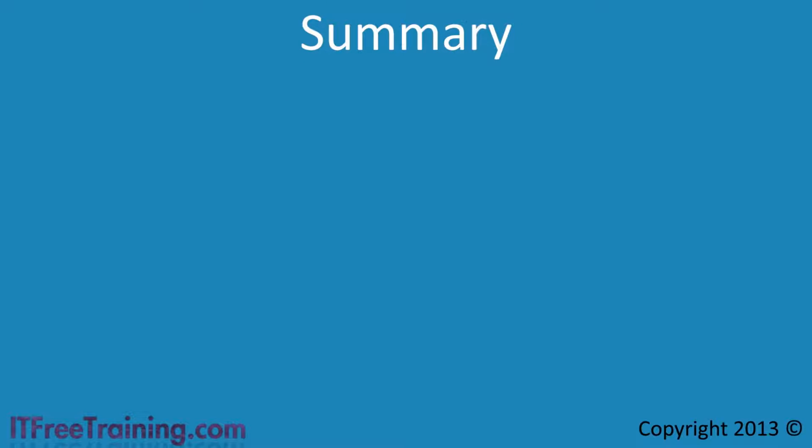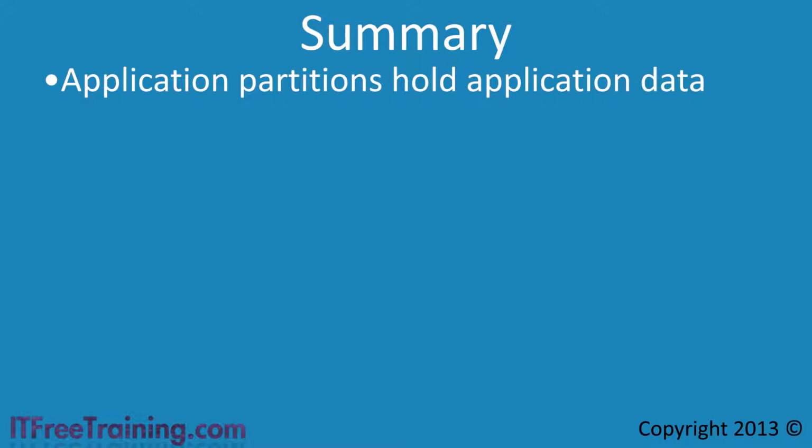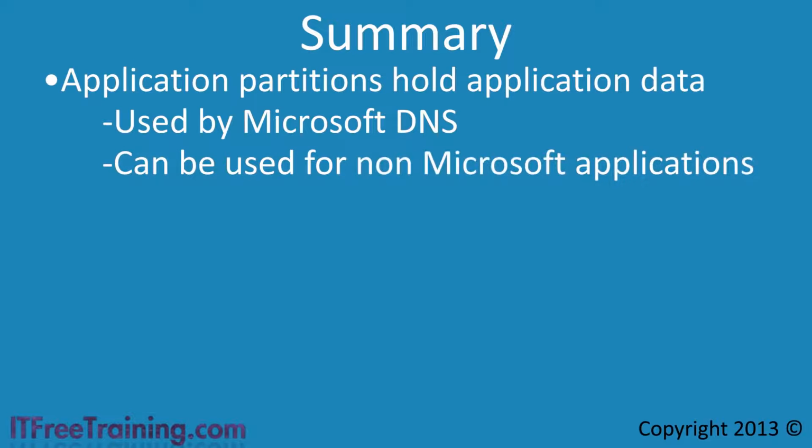There has been a lot covered in this video, so I will do a quick summary. An application partition holds data for any application. The application partition type is used by Microsoft DNS. This video has focused on using the application partition for DNS. However, it can also be used for non-Microsoft applications. The methods used in the video apply not only to DNS, but also if you were using an application partition with other software.